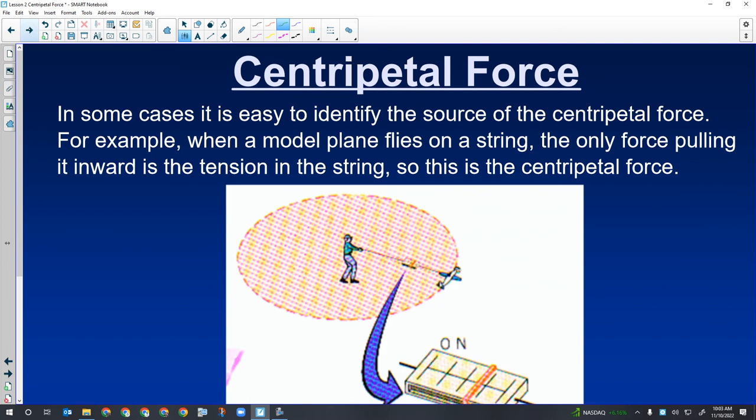Right, so in some cases, it's easy to identify the source of that centripetal force. Like when I was whirling the tape around, it's the same kind of thing as this. It's the tension in the string. It's obvious, you can see it. But at other times, it's not as obvious because you don't see the forces. You don't see gravity. You don't see friction necessarily. So sometimes it's a little trickier.